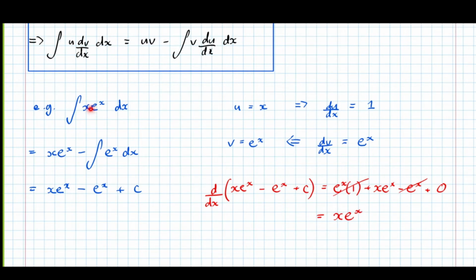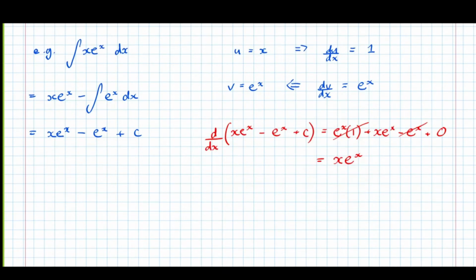So if we integrate that, we do indeed get that. If we differentiate that, we get back to there. So that is how, and why, integration by parts works. It's a rearrangement of the product rule for differentiation. So let's try another example.